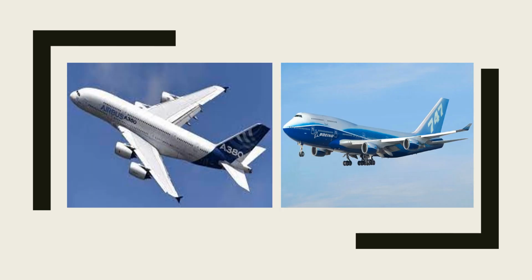The first picture in the slide shows the Airbus A380, a heavier than air aircraft, which is the largest passenger aircraft in the world. And the second image shows the aircraft known as the Boeing 747, which is also known as the Queen of the Skies.